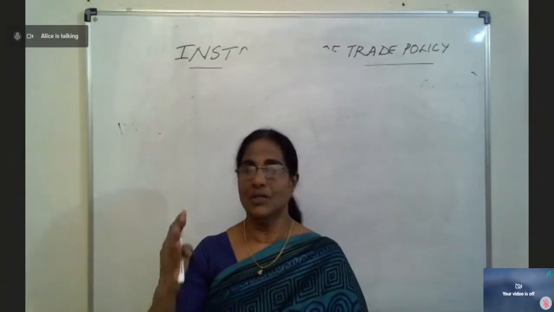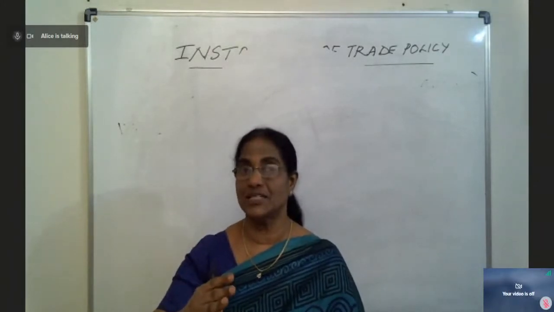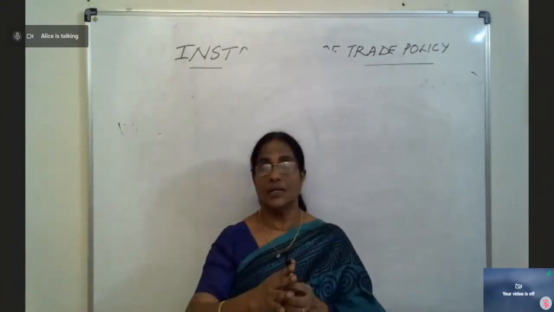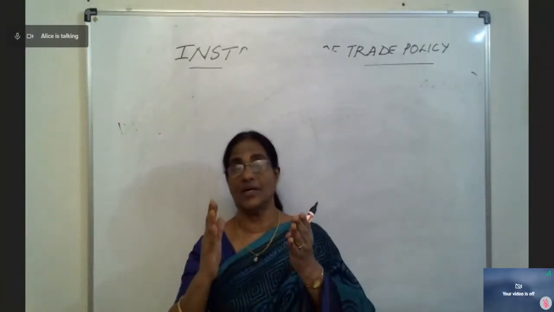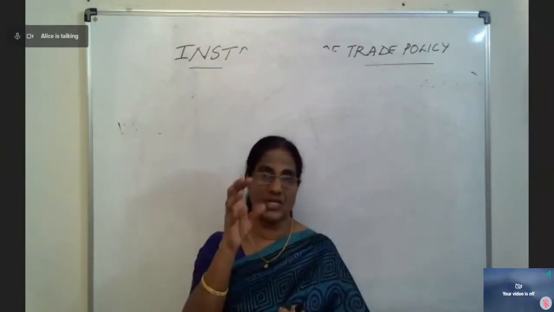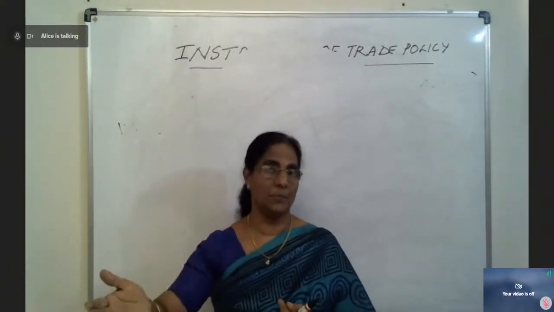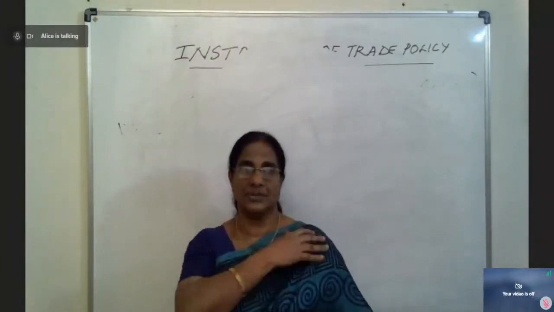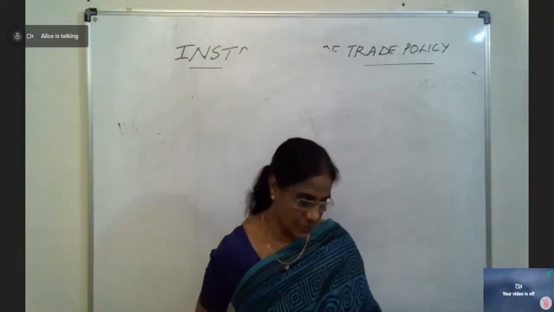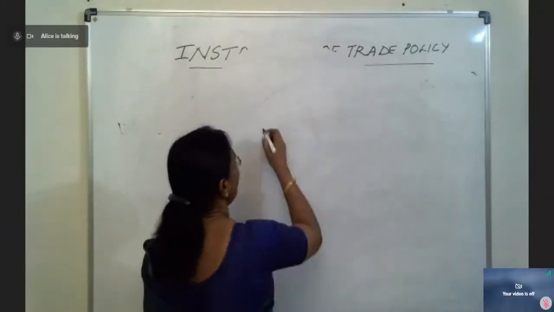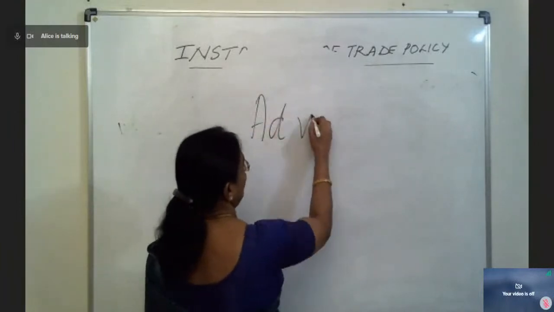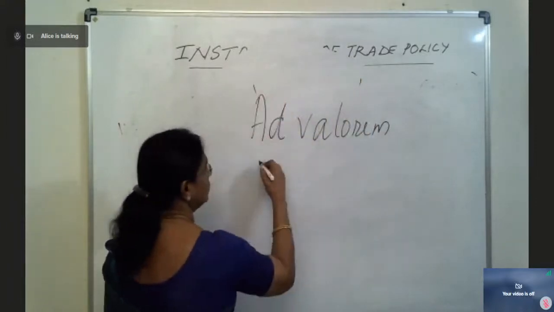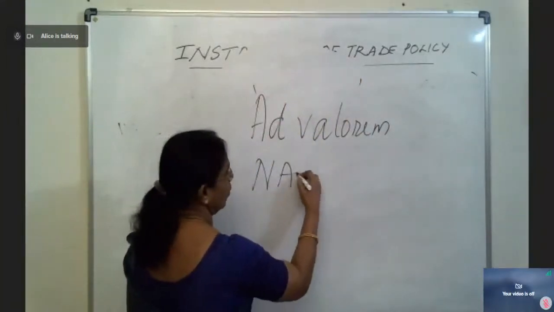Okay, we now go to tariff as a price related measure. You know why tariff is a price related measure? Because the single most important effect of a tariff is on prices: changing the prices, altering the prices, increasing the prices. There are two types of tariff. Generally, the classification is ad valorem. You know what is ad valorem? According to value.